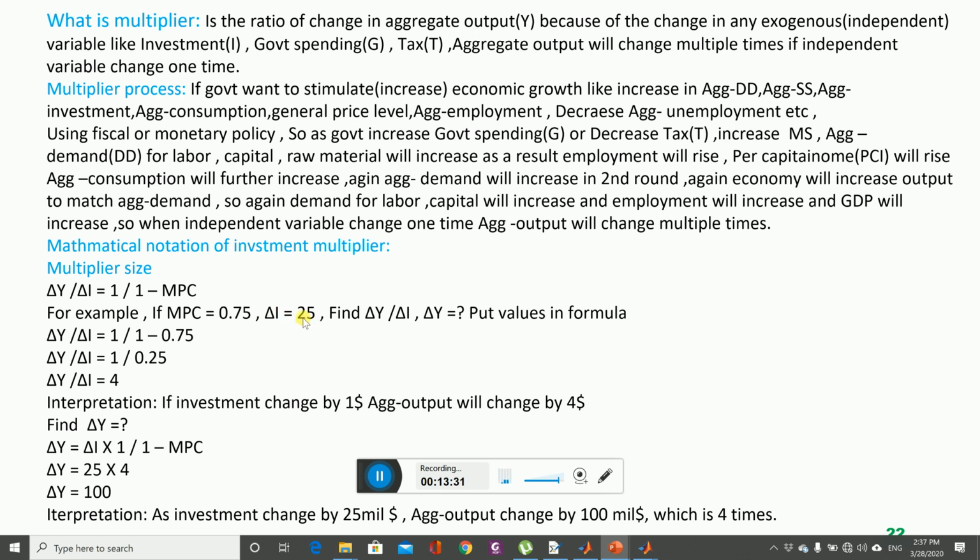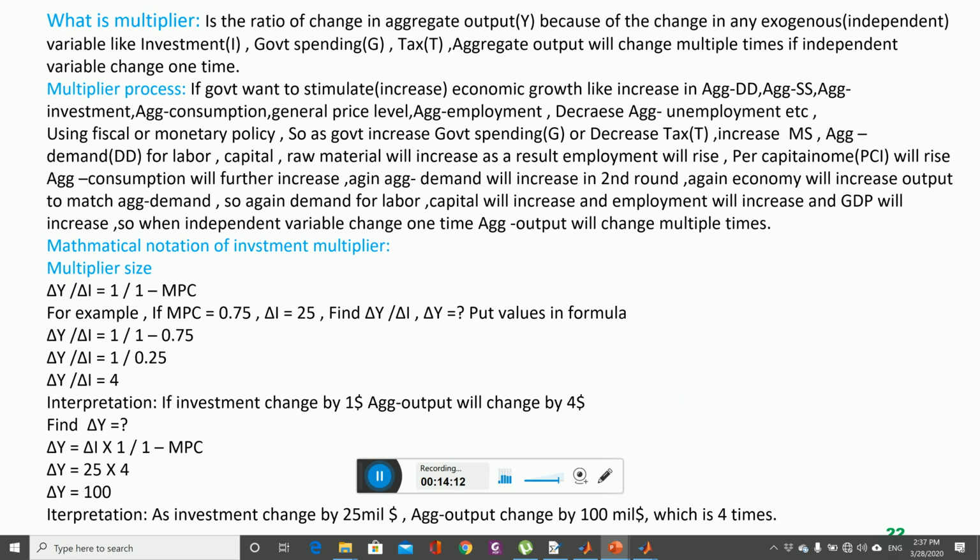I put the value 25 from here in here, and I put this 1 over 1 minus MPC, 4, in here. So 25 multiplied by 4, output of Afghanistan increased by $100 billion, and 100 is 4 times 25. Investment changed by 25 and output changed by 100, which is 4 times. Investment increased by $25 million, and as a result GDP of Afghanistan increased by $100 billion. This is the interpretation: as investment changed by $25 million, aggregate output will change by $100 million, which is 4 times the investment. So it means investment multiplier.